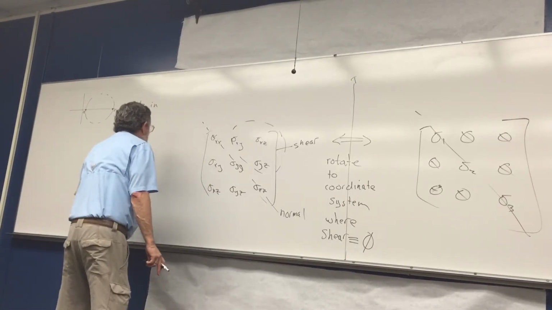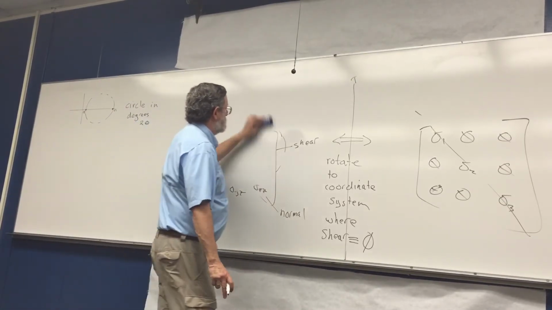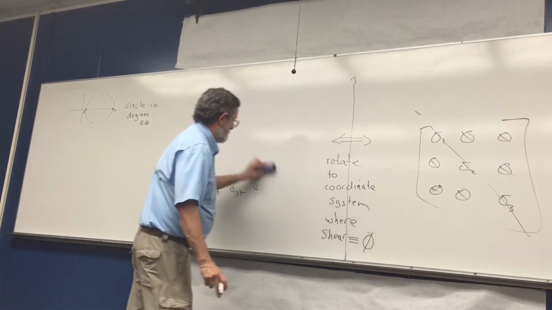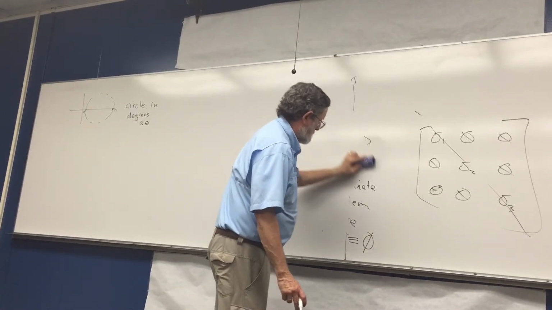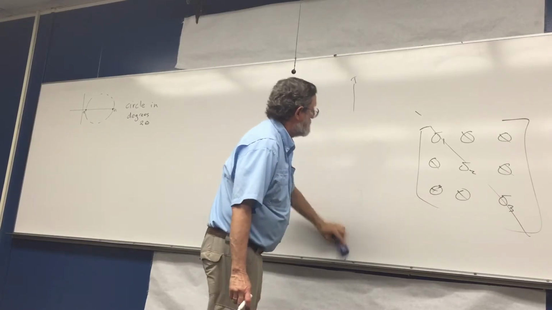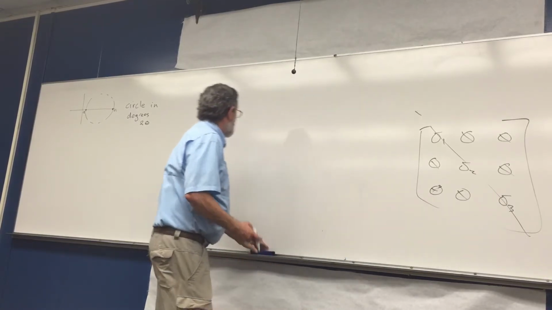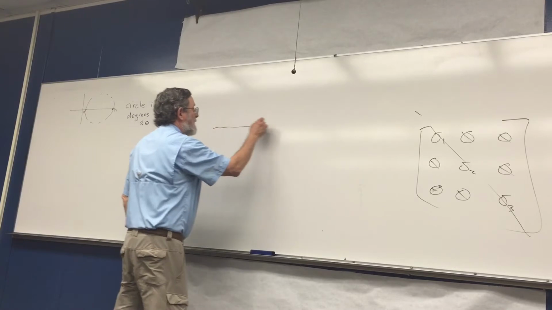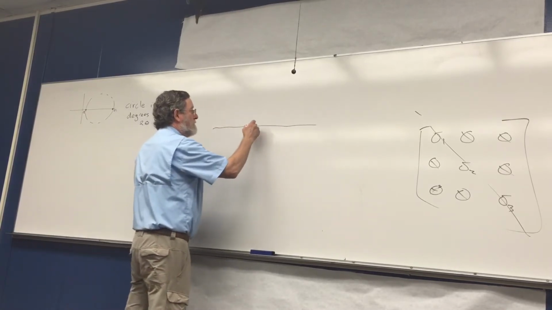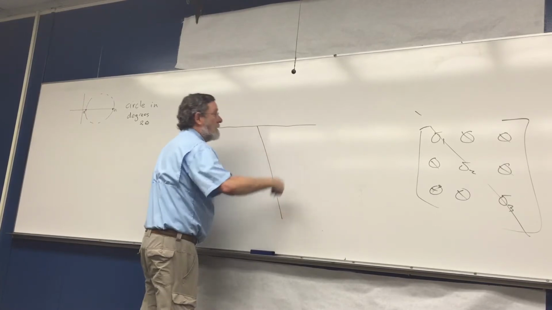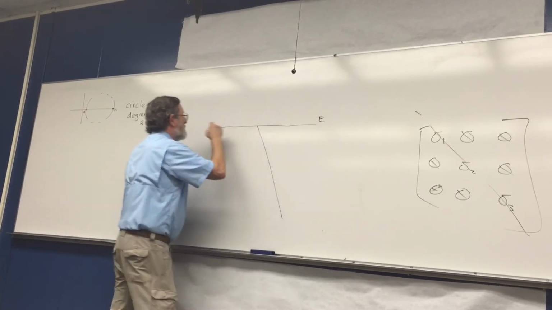And so if we give an example, let's say that we have the following. Here is a cross-section. Let's say that's east, this is west.